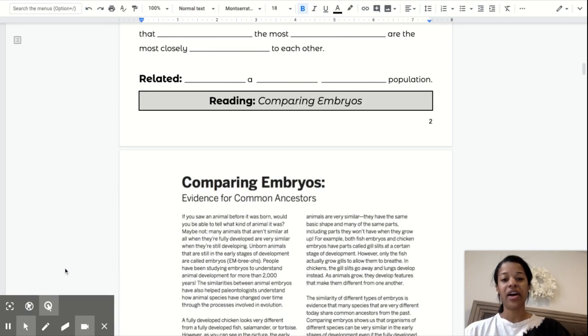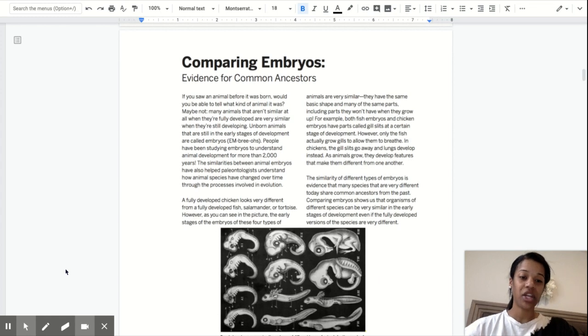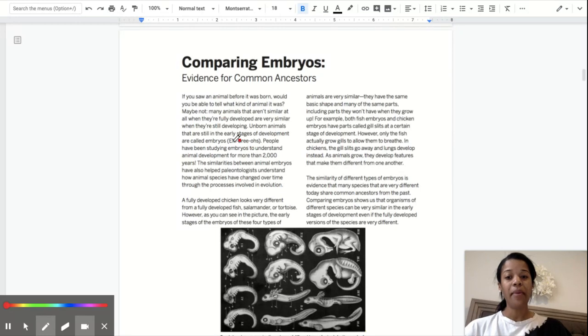So we're going to go down to reading embryos. You have this and a question with it in your Google form. I'm going to read it out loud for anybody that needs me to. Comparing embryos, evidence for common ancestors. If you saw an animal before it was born, would you be able to tell what kind of animal it was? Maybe not. Many animals that aren't similar at all when they're fully developed are very similar when they're still developing. Unborn animals that are still in the early stages of development are called embryos. So there we got the definition of embryos.